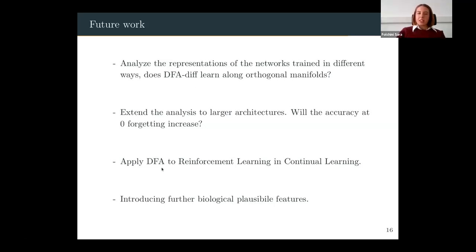A further direction will be to apply DFA to reinforcement learning and continual learning, because for some games there are already multi-layer perceptrons that work, and we are working with fully connected networks. But in this case, backpropagation has more difficulty, so we will see how DFA fares. Last but not least, introducing further biologically plausible features. I'm looking forward to the dendrite talk at the end of the conference, and we can borrow more biologically plausible ideas for the update rule.